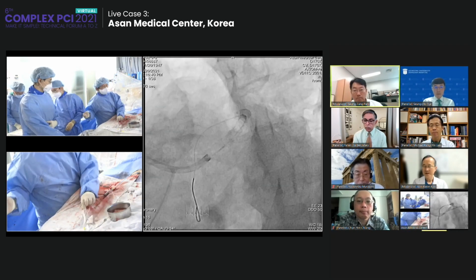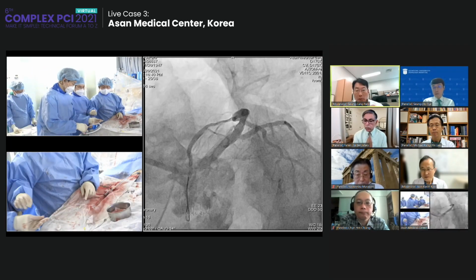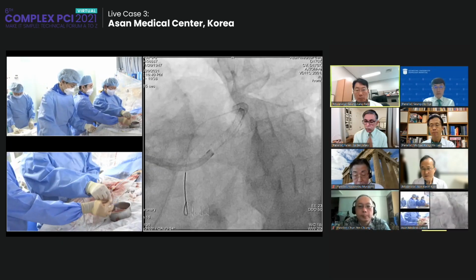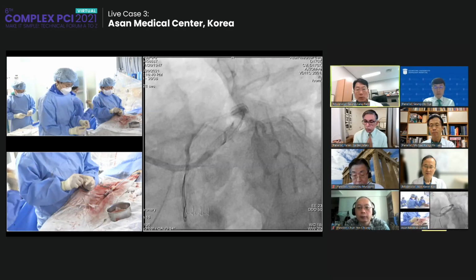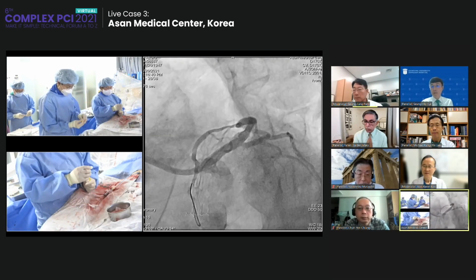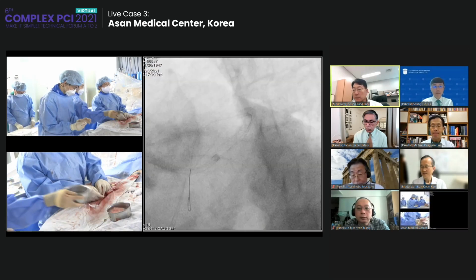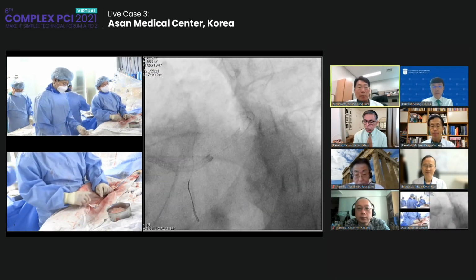There is some haziness. Some radial still loosened area at the proximal diagonal branch, so you are going to do the wiring and look at what happens. You want to see that? Okay. Dr. Han, you want to move to the second cath lab and then we'll be back again.